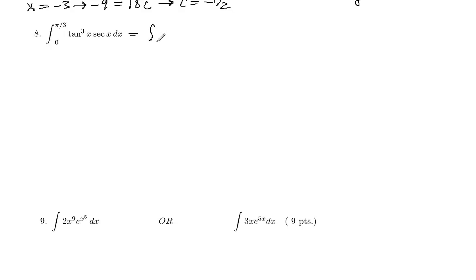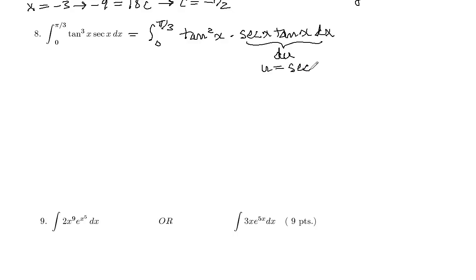So we're going to write this as the integral from 0 to pi over 3 of tan squared x. I'll break off one of those tangents and put it with the secant x, so times secant x tan x dx. And there's going to be our du, because remember the derivative of secant x is secant tangent. So that means our u is going to equal secant of x. Whoops, not squared, just secant x. There we go.